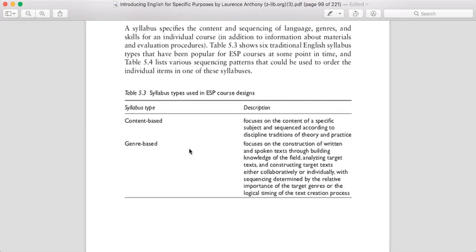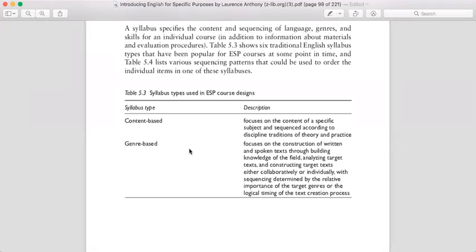So this is content-based syllabus, right? English being taught through other subjects. And this is what we did while we were doing analysis, right? So we were analyzing the text that is being used in their classrooms already, and on the basis of that we can design ESP curriculum or the syllabus.